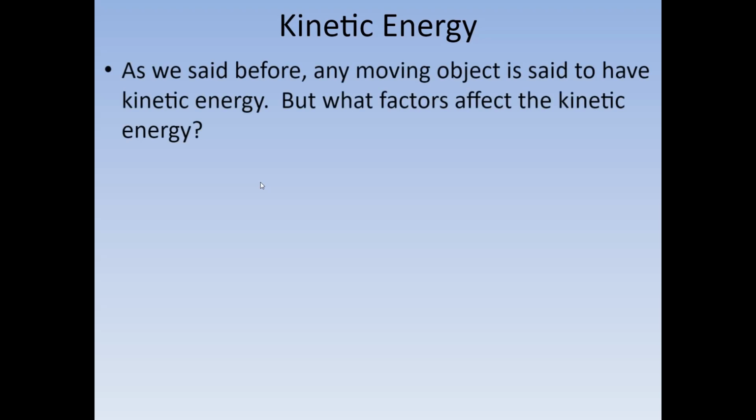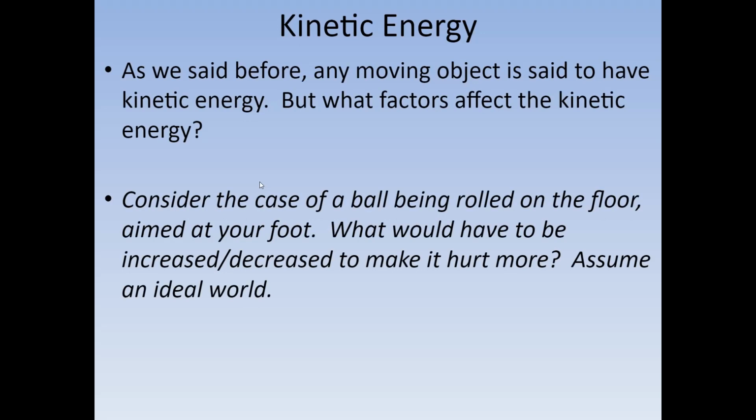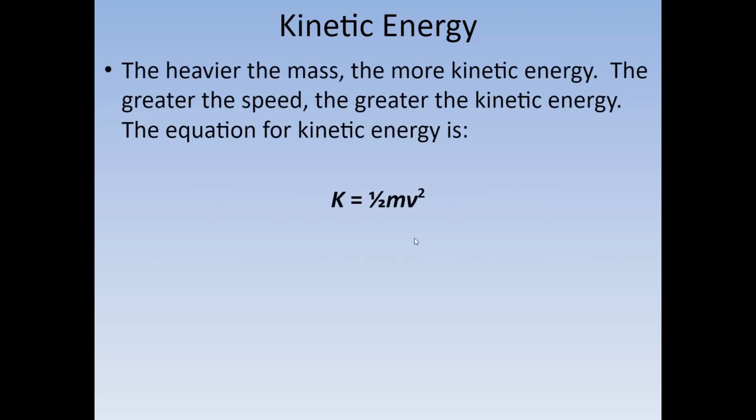All right, and this is going to be the last energy that we talk about, kinetic energy. We talked about that kinetic energy is the energy of an object's motion. Well, what other factors could affect kinetic energy? If we consider a ball being rolled on the floor, and we think about what else we could change in order to make it hurt more, you should come up with the idea that speed is a factor, but also mass is a factor. So the equation ends up being K equals 1/2 mv squared.